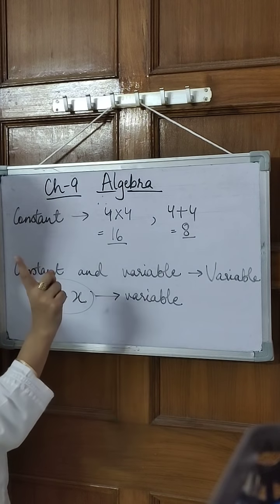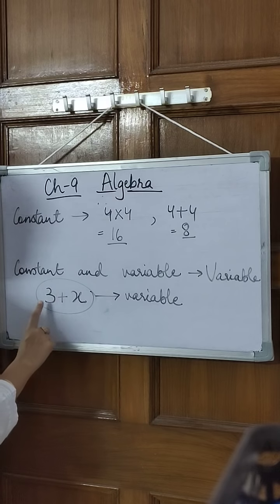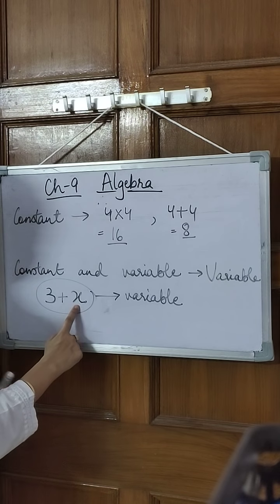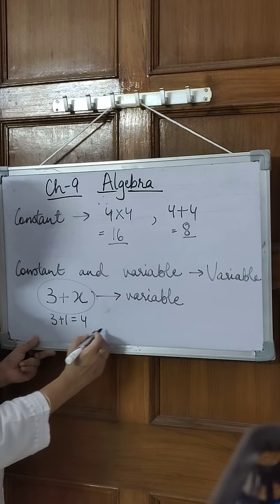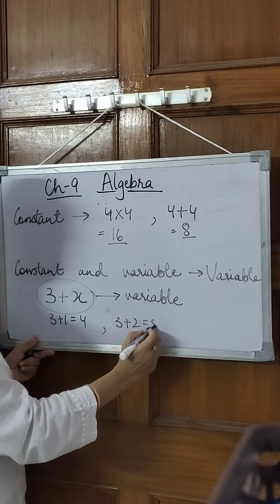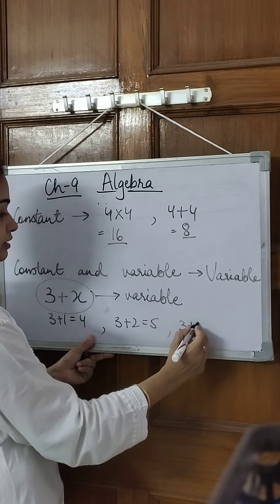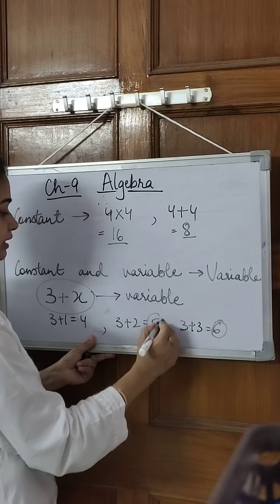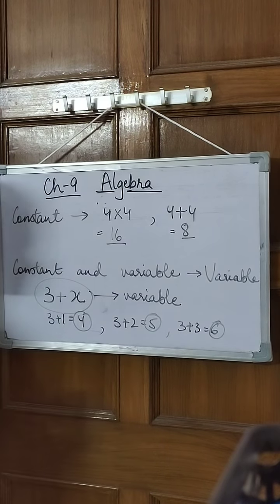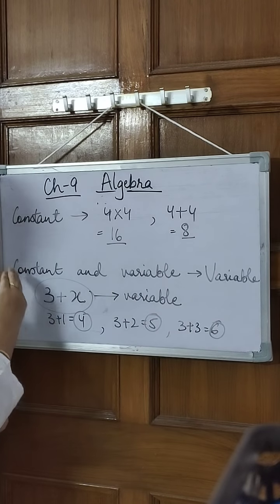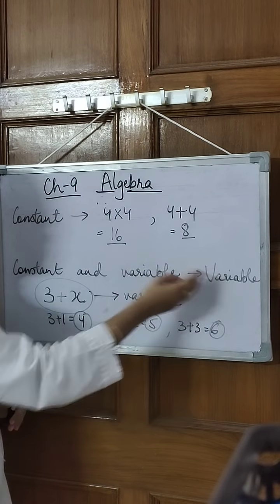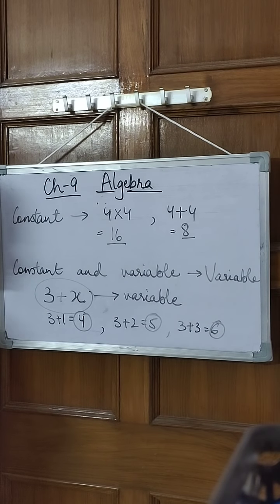If the value of x is 1, then my number is 4. If the value of x is 2, then my number is 5. If the value of x is 3, then my number is 6. So what is happening here? The answer also varies. So when we combine constants, values remain constant. But when we combine constant and variable, we get variables. I hope this much is clear to you.